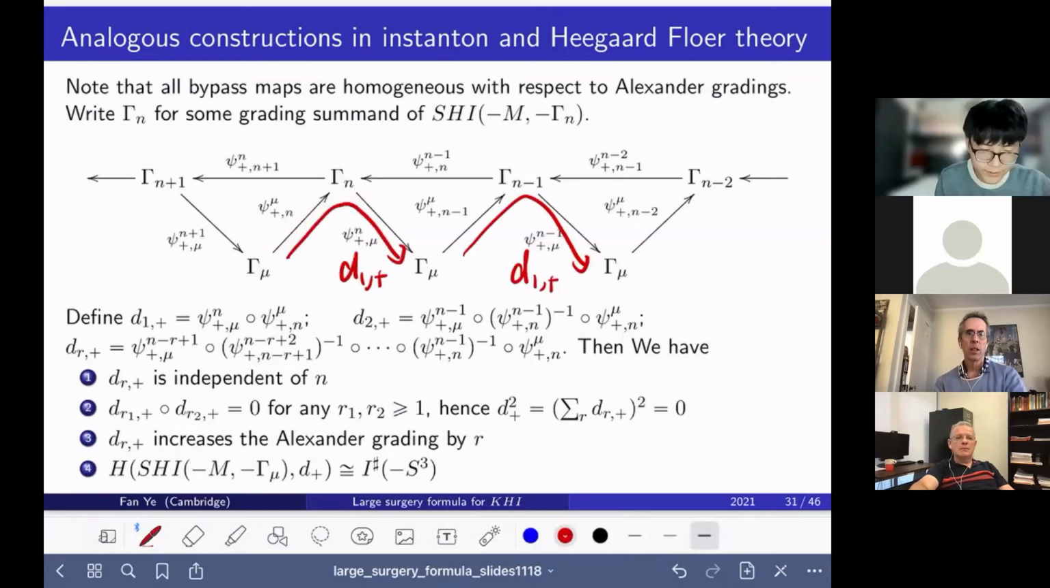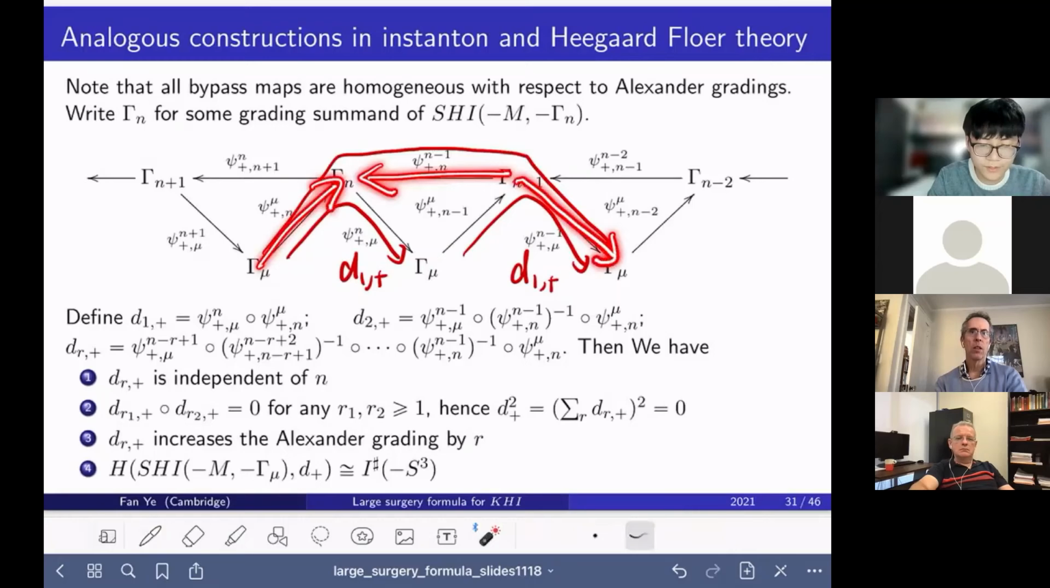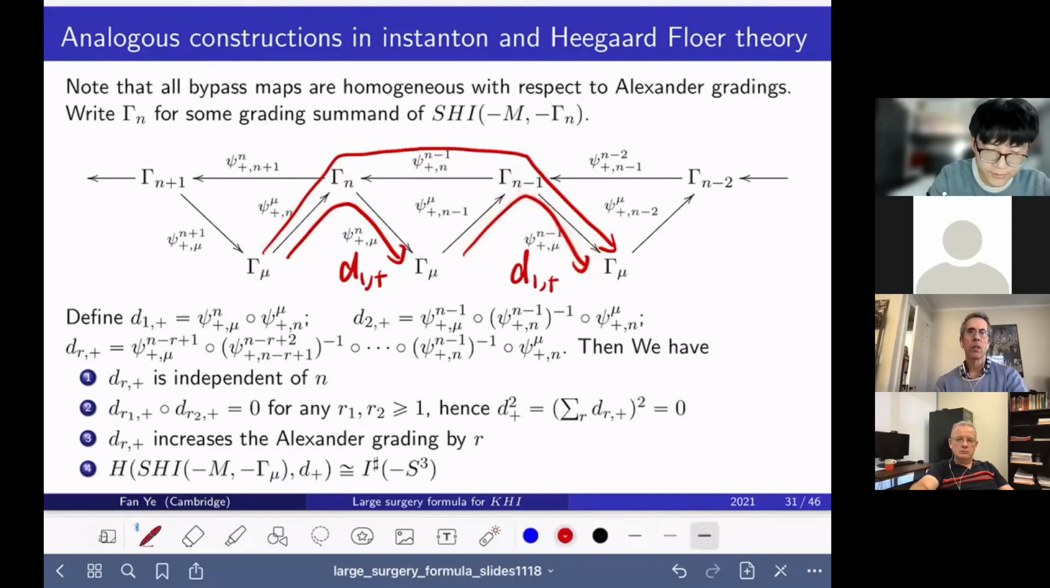And then we can consider this map. So this is the composition of this map, the inverse of this map, and this map. Here we will take the inverse of this map, but this is indeed well defined on the homology of D1 plus. So we call this differential D2 plus. And moreover, we can define more differentials, for example, like this. So this is D3 plus.